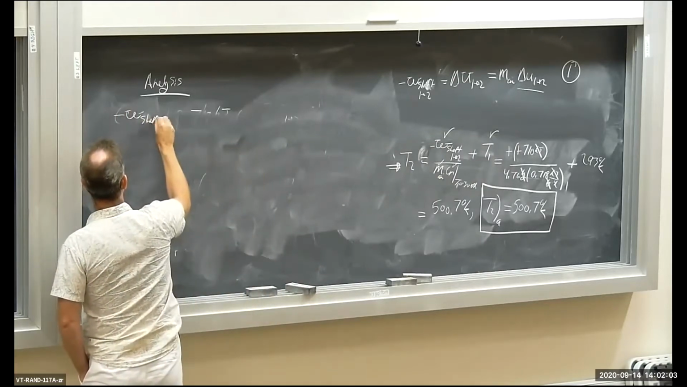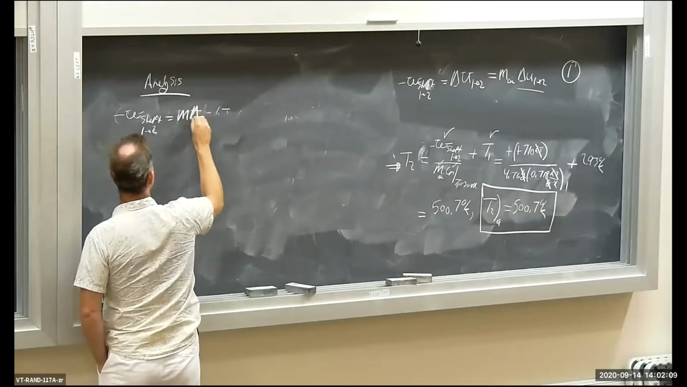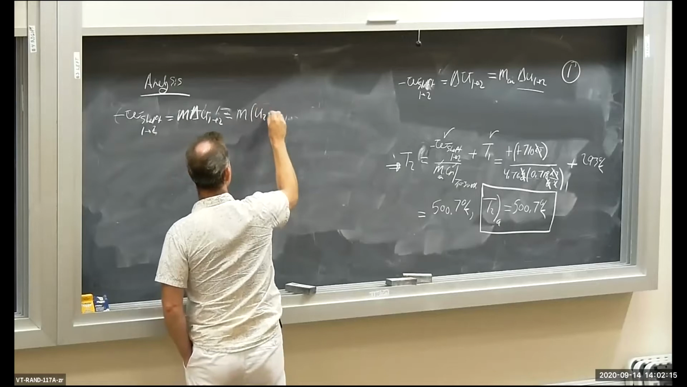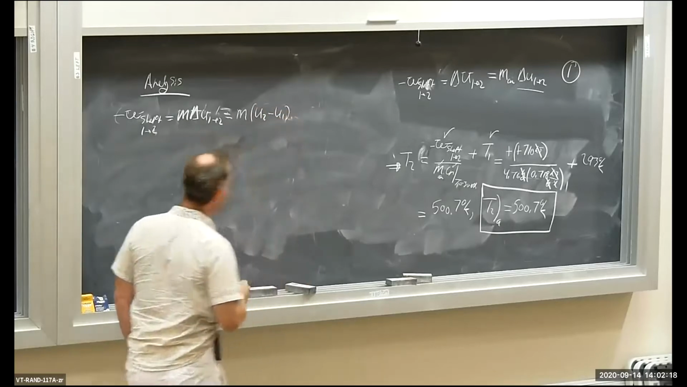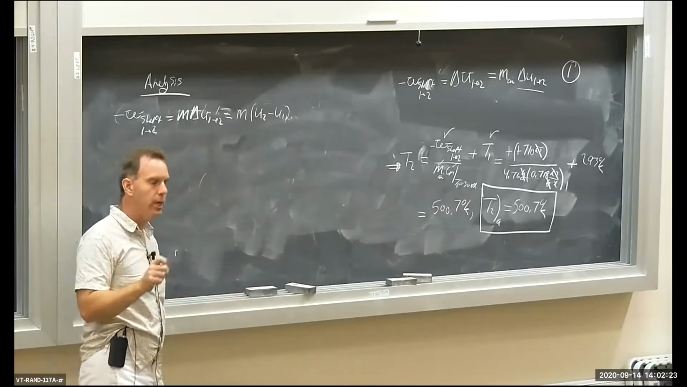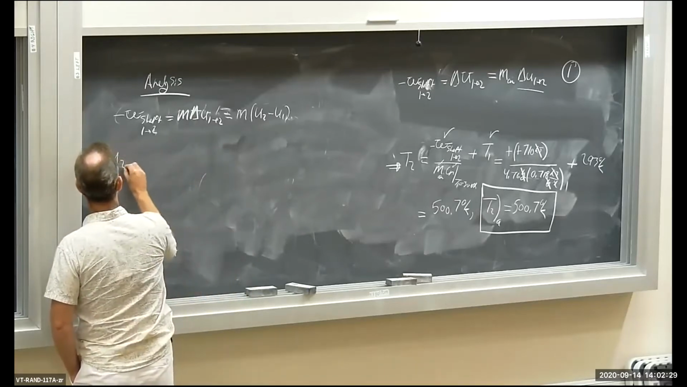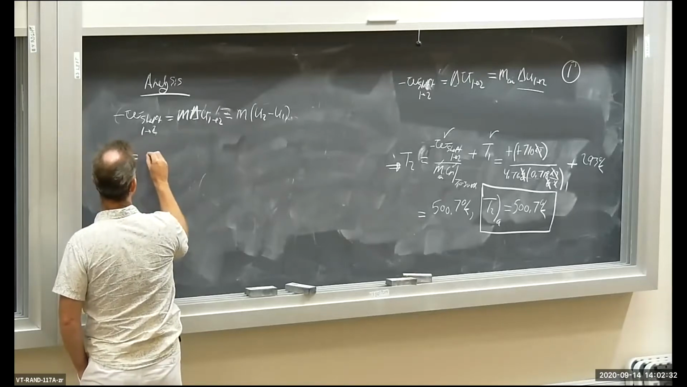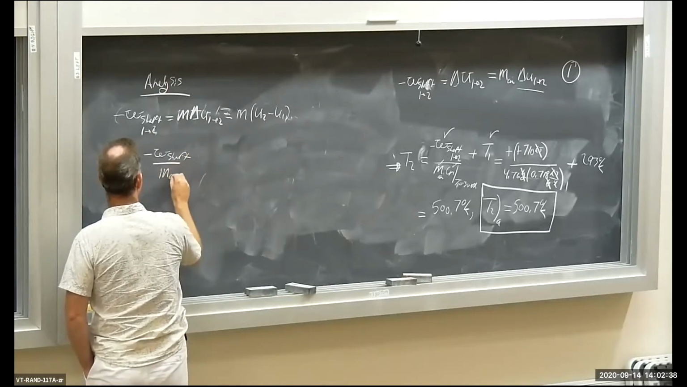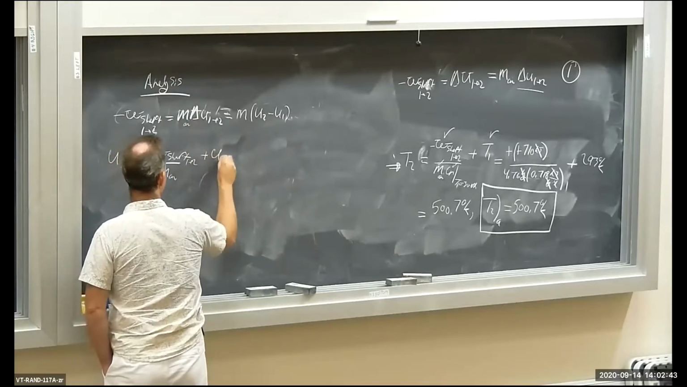W shaft 1 to 2 is equal to M delta U 1 to 2, which is equal to M times (U2 minus U1). Now let me get U2, and then I will go calculate the temperature, okay? So this means U2 is equal to minus W shaft divided by the mass of the air plus U1.